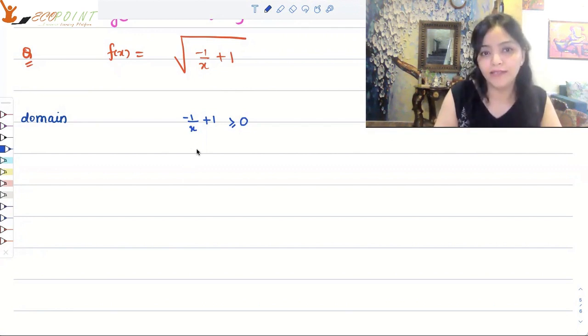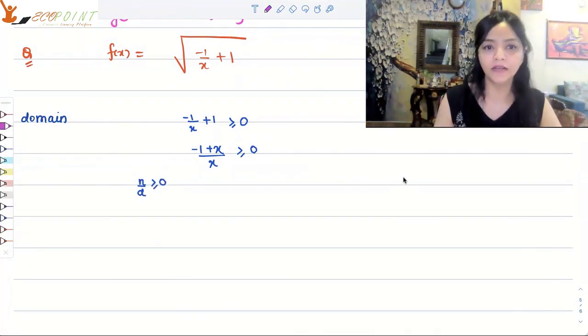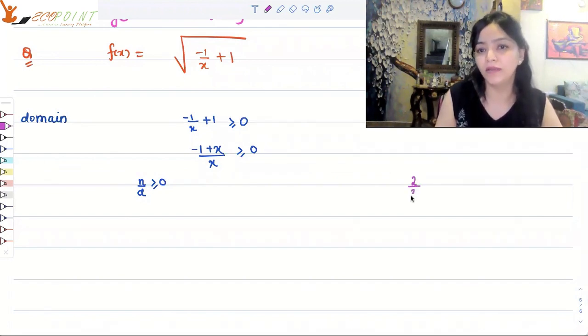Now I'm going to take the LCM here. So it's going to be minus 1 plus x, whole thing upon x, should be greater than or equal to 0, right? Now again we have a numerator upon denominator form. For it to be greater than or equal to 0, suppose the concerned numerator is 2 and the concerned denominator is 3. Clearly, this ratio is 2/3, which is greater than 0. Suppose now I take the numbers as minus 2, your numerator, and minus 3 as your denominator. The numbers are negative, but the ratio again is 2/3, which is greater than 0.